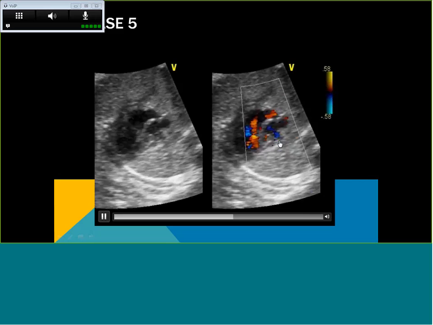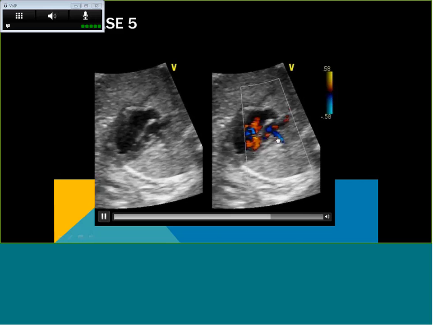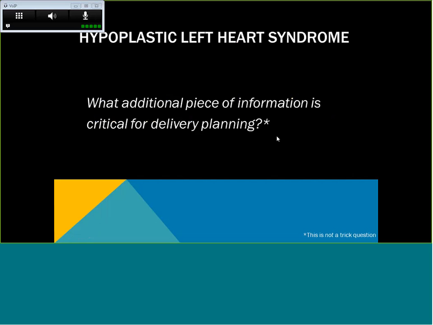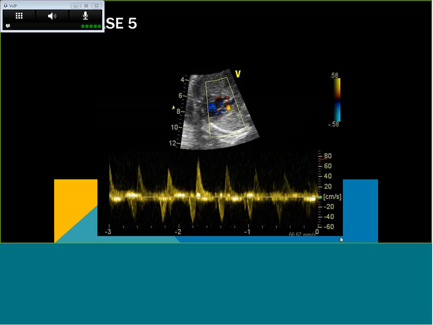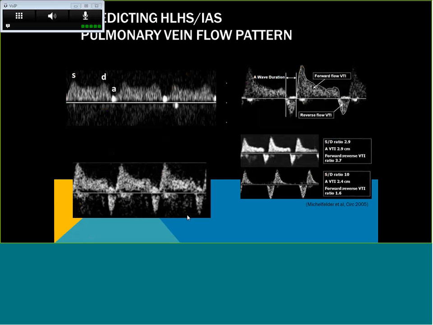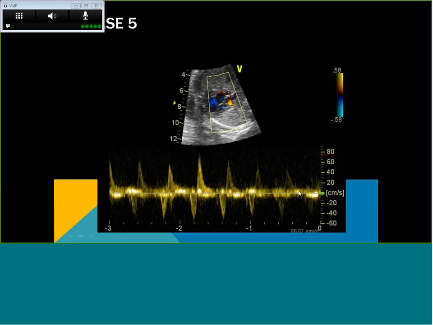You can even see on this color Doppler image that there's significant reversal of flow. You see that red, blue there? So again, we're going to ask what additional piece of information is critical for delivery planning. And this is not a trick question. Again, the pulmonary vein spectral Doppler profile. In this case, this is our forward flow, and this is our reverse flow, which gave us a ratio of less than 3. So again, we look at our pulmonary vein patterns: normal here, normal for an unrestrictive hypoplast, and then abnormal. So this is what we're dealing with here.